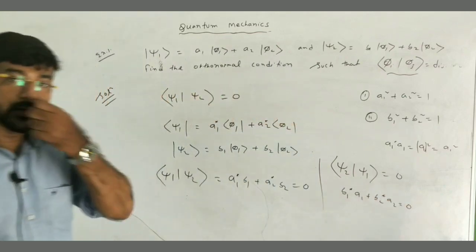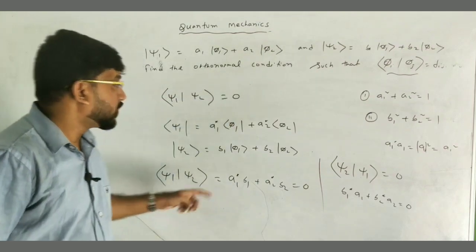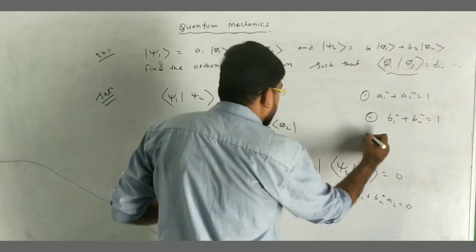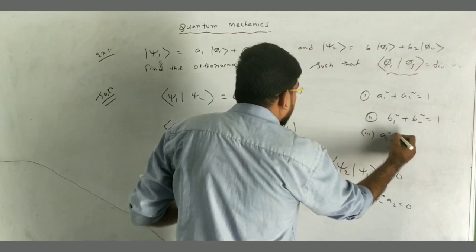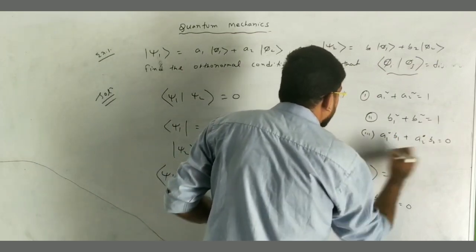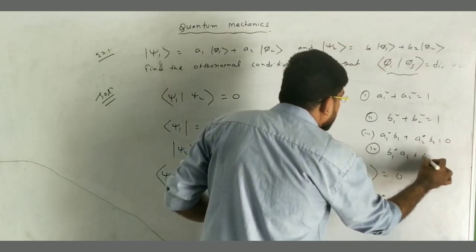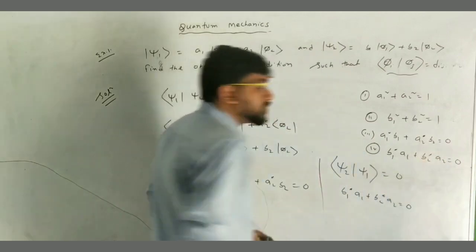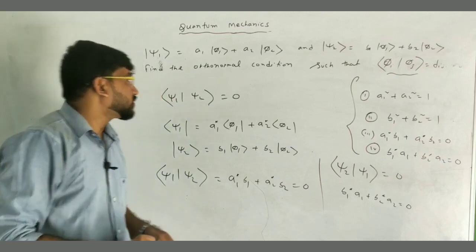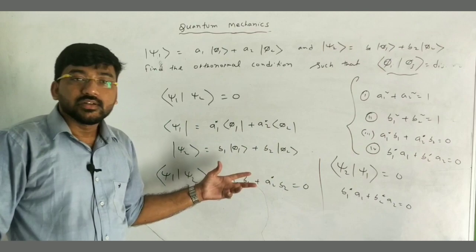So, these are the four conditions. Here the question is to find the orthonormal condition, and these are the four conditions: a1 square plus a2 square, b1 square plus b2 square, and the third condition is a1 star b1 plus a2 star b2 equal to 0, and the fourth condition is b1 star a1 plus b2 star a2 equal to 0. So, these are the four conditions for this problem. This is how you can check the orthonormal condition, and this orthonormal condition and the orthogonal conditions will be very useful.